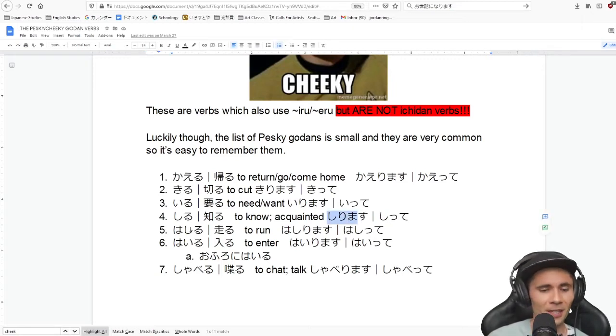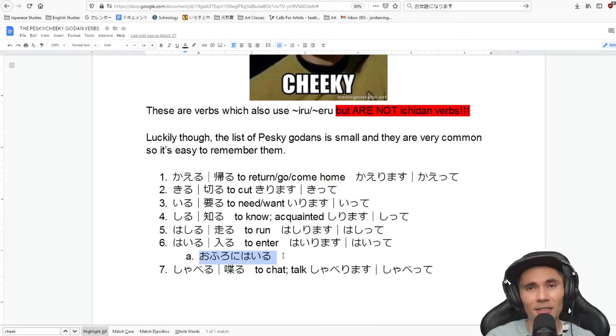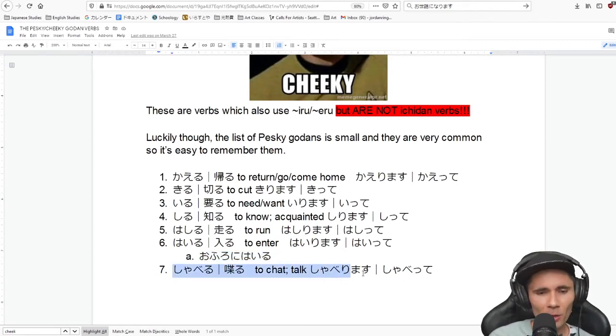Then we have shitte. We have hashiru, which is to run, and its polite form becomes hashirimasu. Then we have hashitte. Then we have hairu, which is to enter something, to go inside something, and its polite form is hairimasu, followed by haitte. Right here we have to take a bath, literally to enter the bath in Japanese, and it's ofuro ni hairu. And then our last most common pesky, cheeky godan verb is shaberu, and its polite form is shaberimasu and shabette in the te form. So there you go.